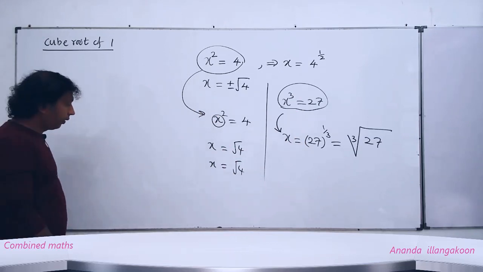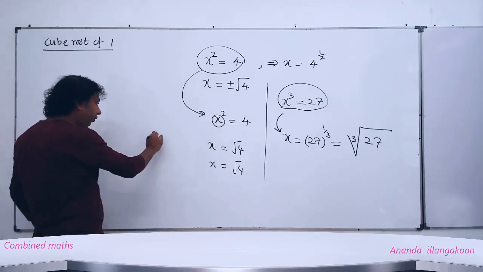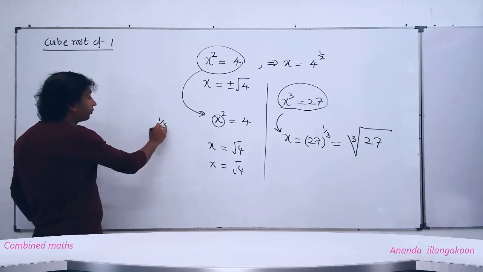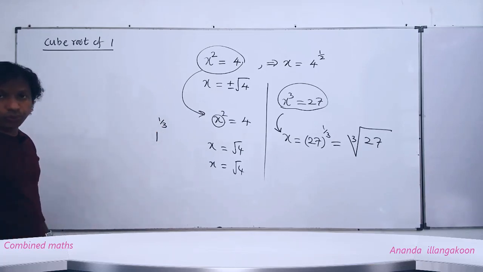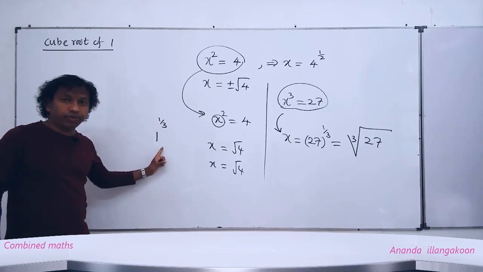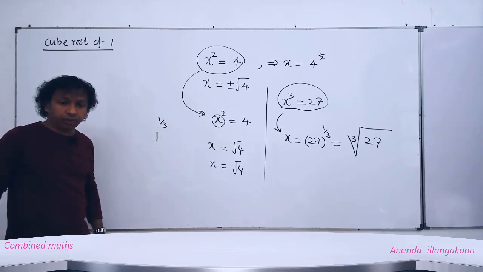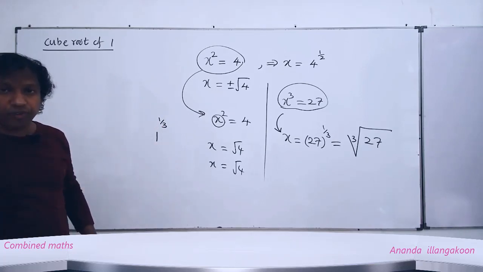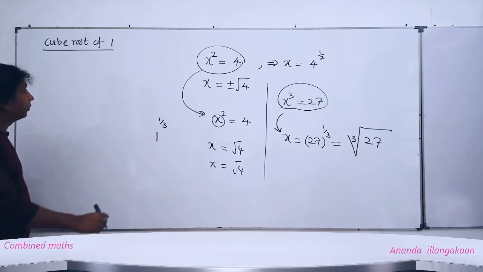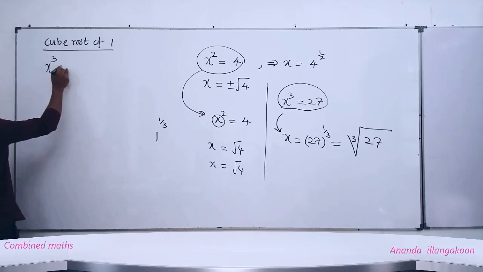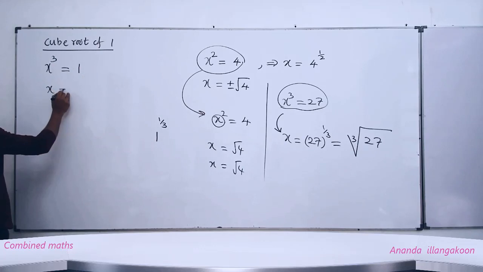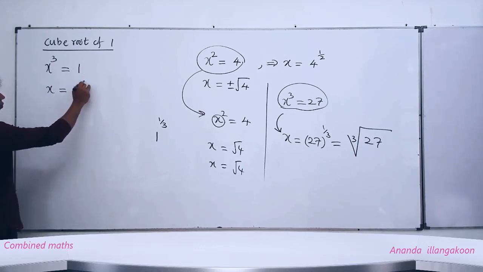Then, can you tell me, if I need to find cube root of 1, meaning 1 to the power 1/3. To get the answer of 1 to the power 1/3, can you tell me what kind of equation we have to solve for x to get this answer? We have to solve x to the power 3 equals 1. Why? Because then only when we substitute x, you write this as 1 to the power 1/3.